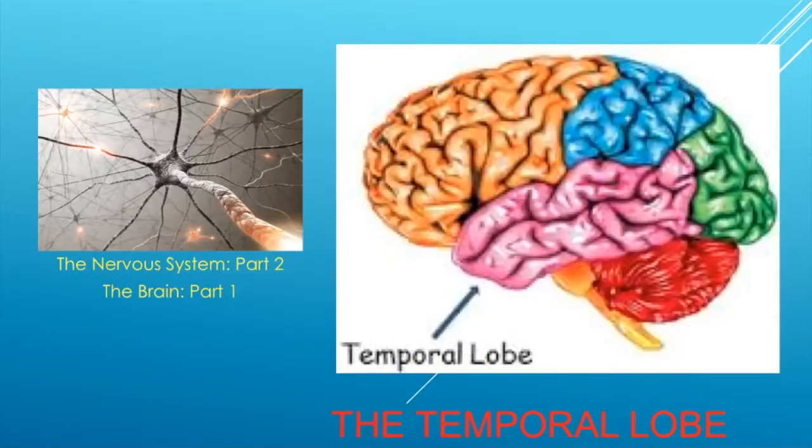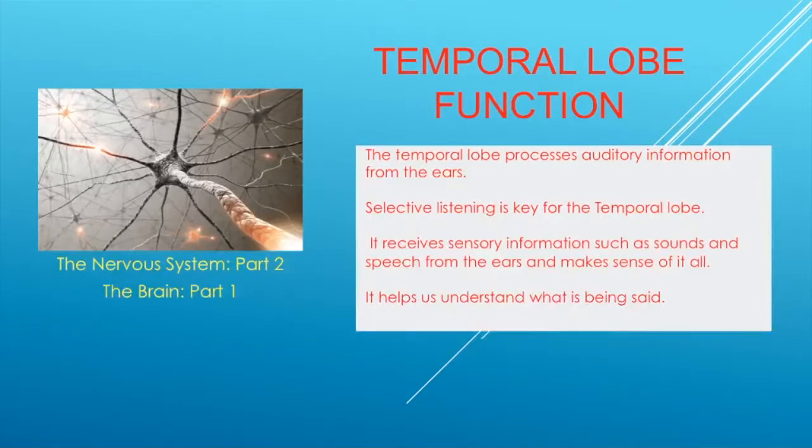The temporal lobe is basically located on the side of your head, around where your ears are. And again, things are closer to where their function is. The temporal lobe processes auditory information from the ears. In other words, it processes sound. The key to the temporal lobe functioning is selective listening.